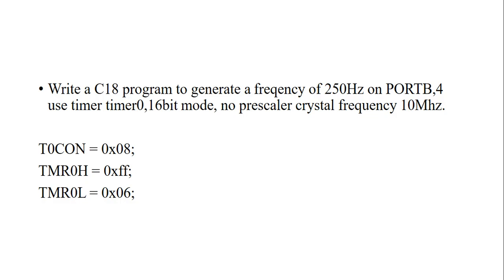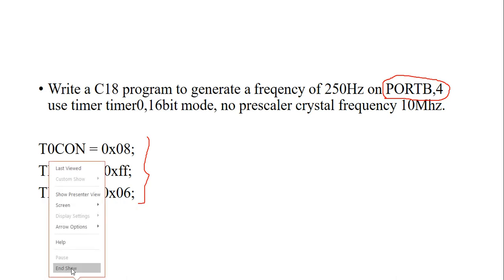One example I have given: write a C18 program to generate a frequency of 250 Hz on port B. That means we have to toggle this bit at 250 Hz using Timer 0, 16-bit mode, no prescaler, crystal frequency 100 MHz. I have already calculated this value. You can also calculate it with the reference. I'll show you.